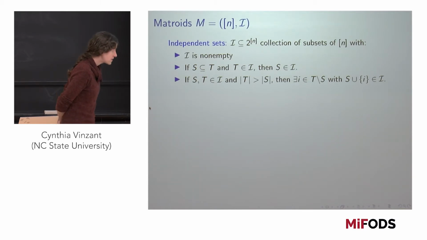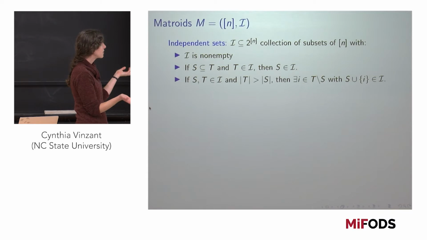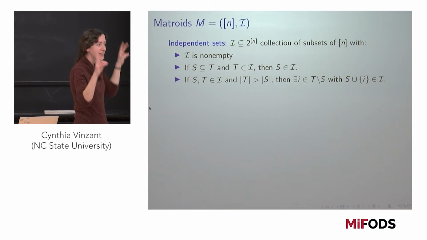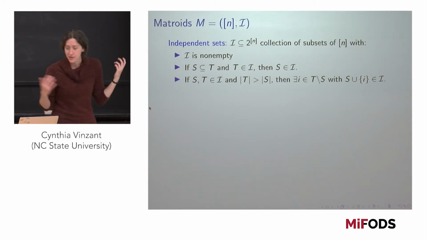And then it should have this sort of exchange property where if I have two subsets of 1 through n that are independent, and one is bigger, then I can take some element from the bigger one and add it to the smaller one, and again get an independent set. Those are the rules.